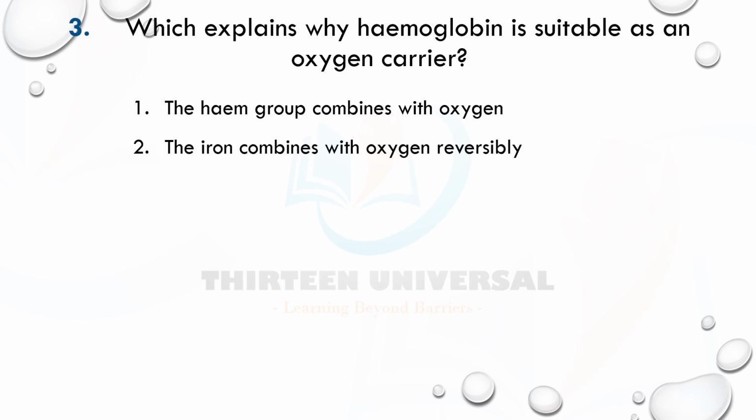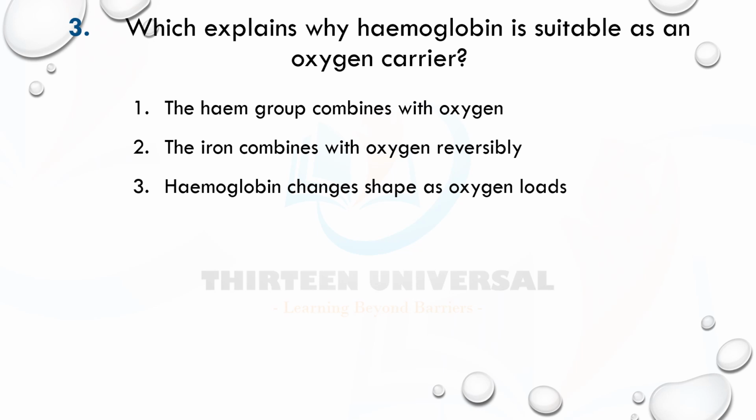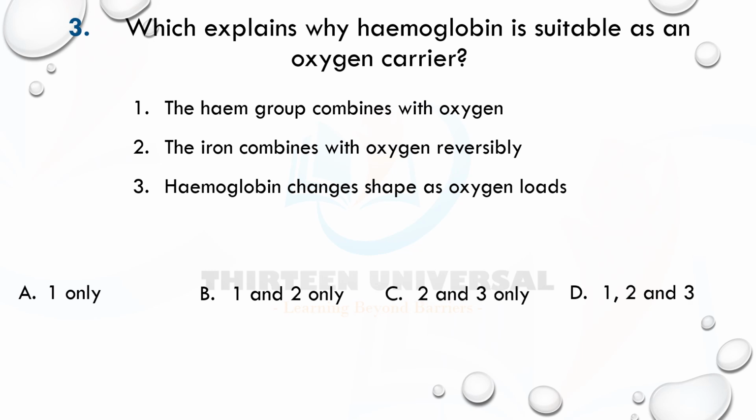All right, so number 1 says the heme group combines with oxygen. Number 2 says the iron combines with oxygen, reversible. Number 3 says the heme group changes shape as oxygen loads. Okay, which one is the answer? Is it A, C, or D?